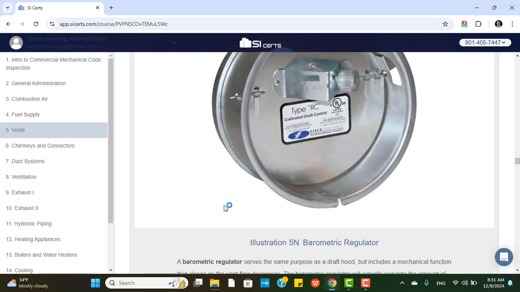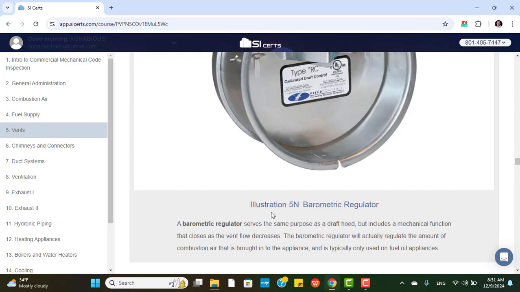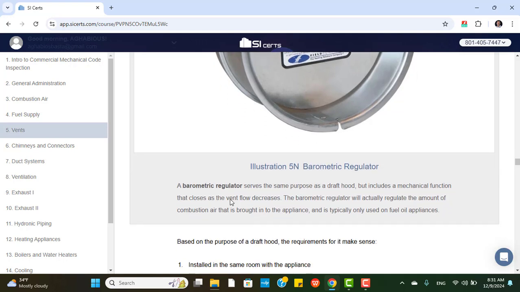Here is the parametric regulator. Illustration 5N, parametric regulator. A parametric regulator serves the same purpose as the draft hood, but includes a mechanical function that closes as the vent flow decreases. The parametric regulator will actually regulate the amount of combustion air that is brought into the appliance and is typically only used on fuel oil appliances.